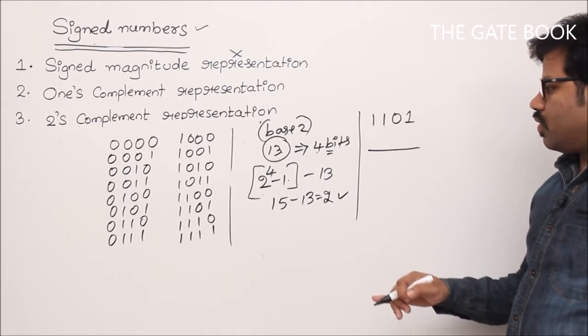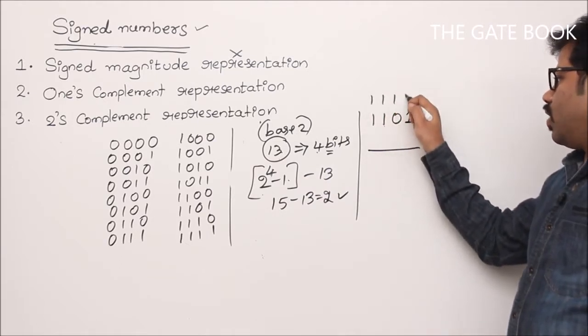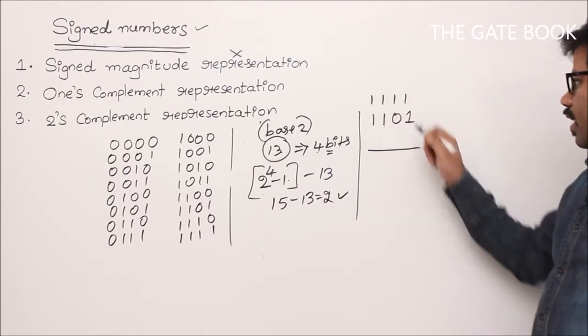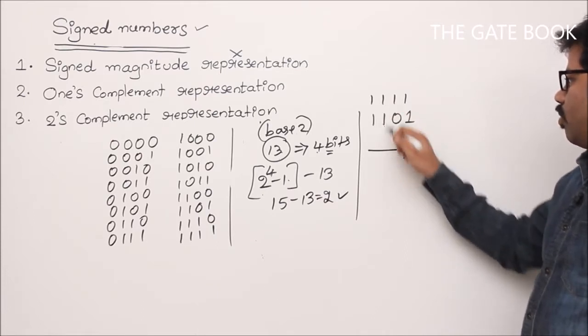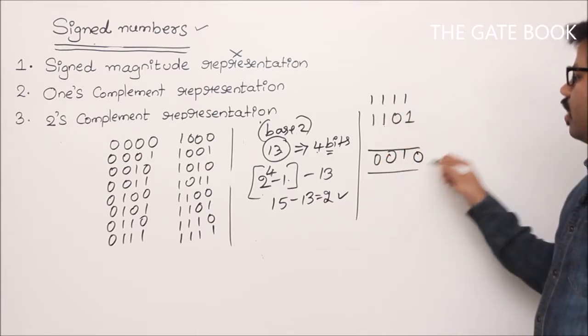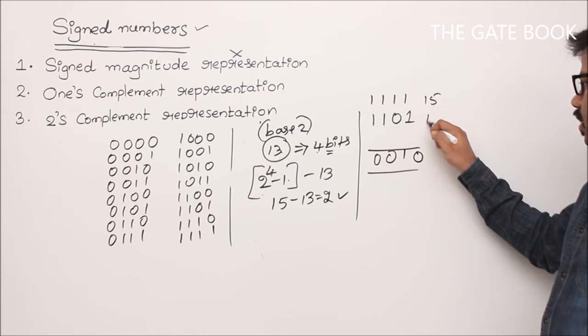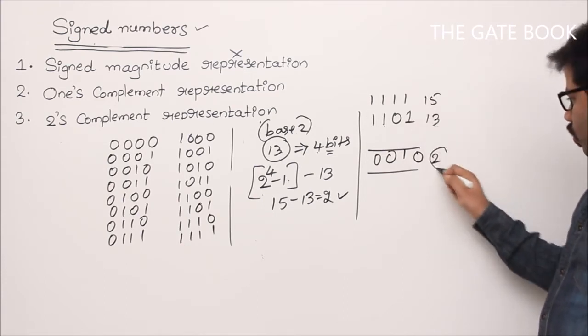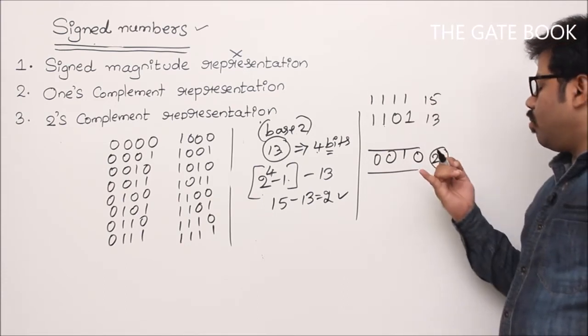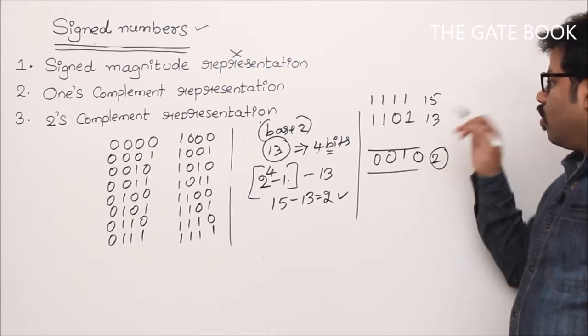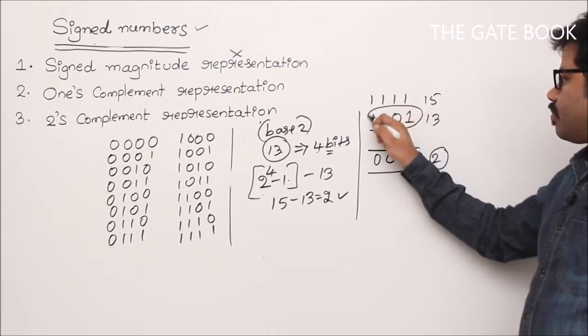What is 2 power 4 minus 1? 15. 15 is nothing but all ones. That's why we write all ones. Subtract now: 1 minus 1 is 0, 1 minus 0 is 1, 1 minus 1 is 0, 1 minus 1 is 0, correct? So 15 minus 13 is 2, right? So 2 is the ones complement of 13.